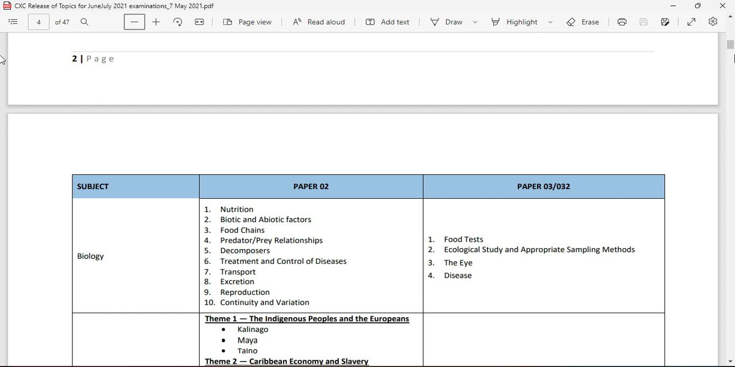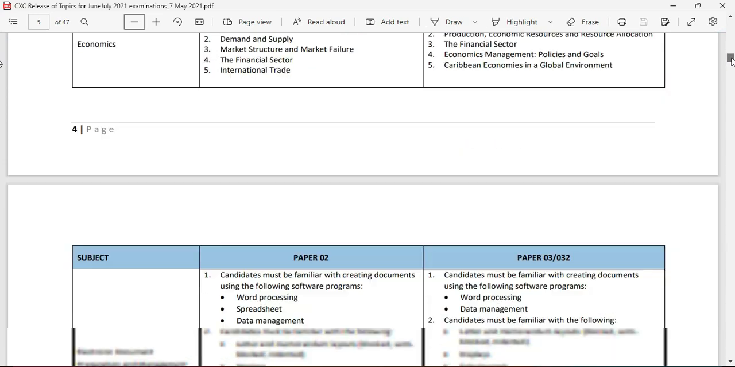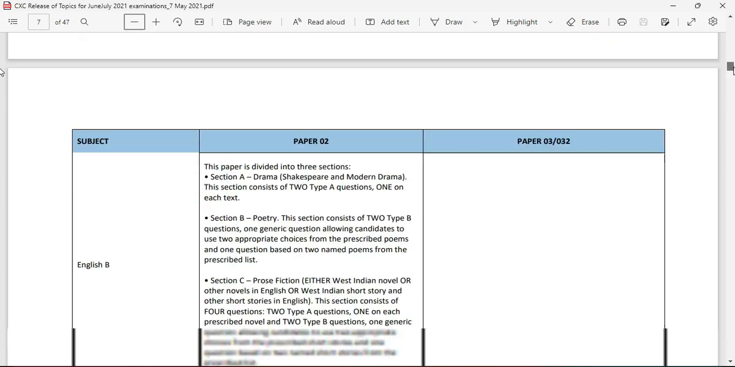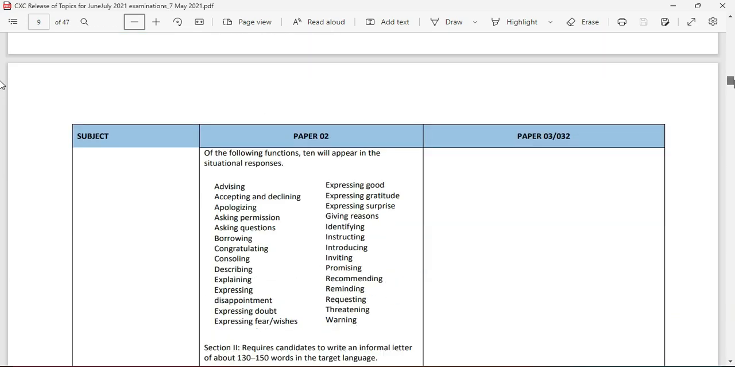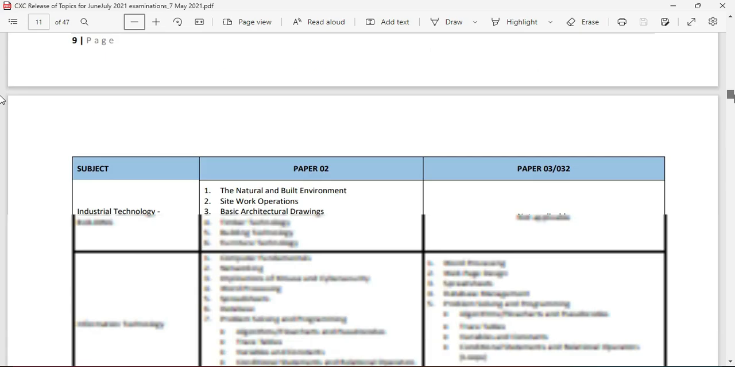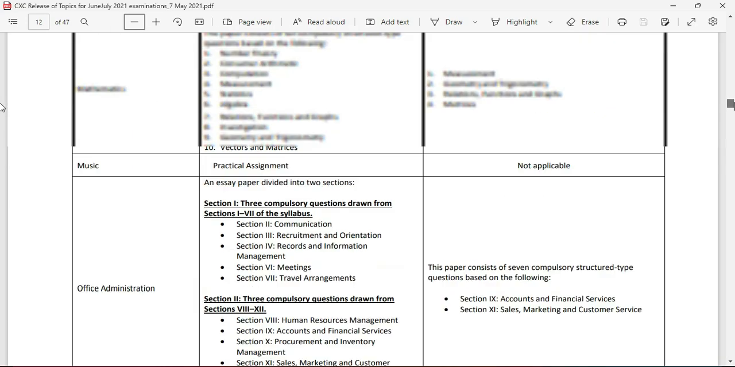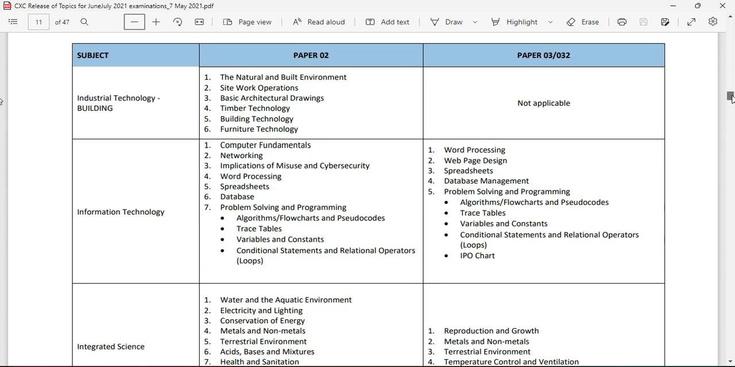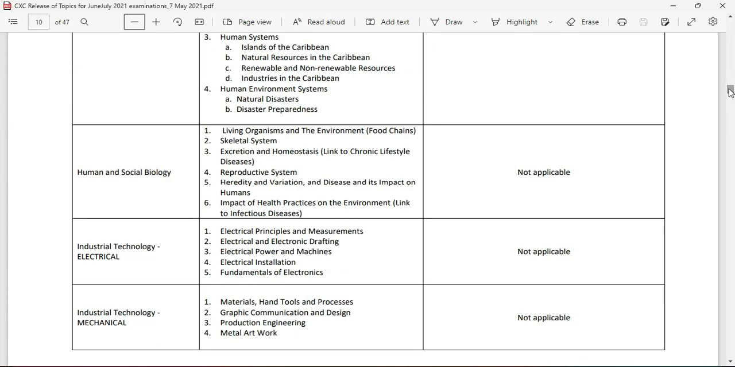Let's move on down to human and social biology to see what it was last year, and then again I'm going to invite you to look at the paper for human and social biology, and you can tell me if it was a fair exam, if Cxc actually delivered on that which they promised. I don't know. I really don't want to say. I really want to hear what you have to say as students.